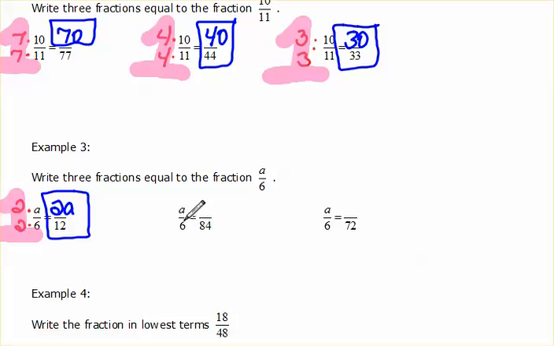All right, in the next one, what do we have to multiply 6 by in order to get 84? And for this one, you might need your calculator. So what do we need to multiply 6 by? That would be a 14.